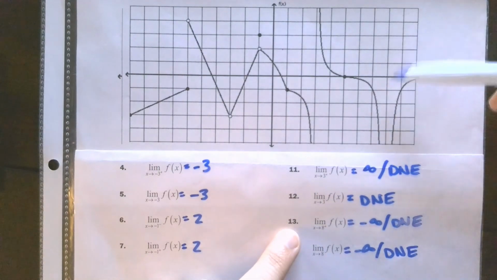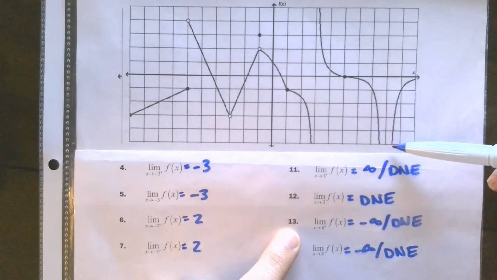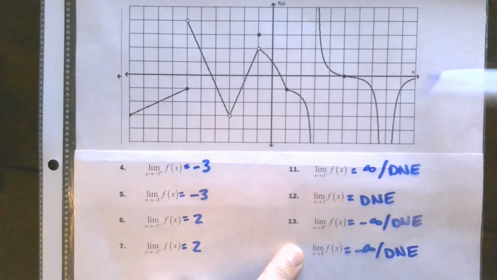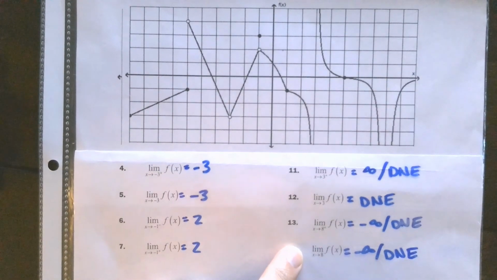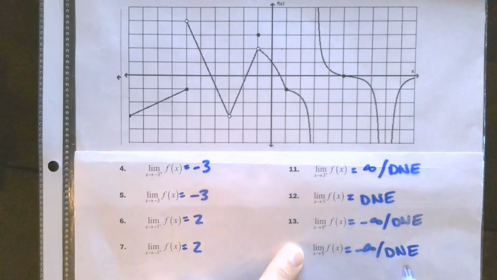For number 13, as x approaches 8 from the right, we're going off to negative infinity or it doesn't exist. And the same thing for the overall limit. Since they're both approaching a negative infinity, we can either say negative infinity or it does not exist.